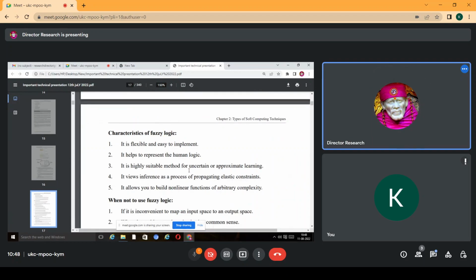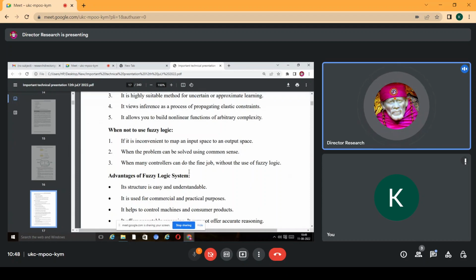Characteristics of fuzzy logic: it is flexible and easy to implement. It helps to represent human logic. It is a highly suitable method for uncertain approximate reasoning. It views inference as a process of propagating elastic constraints. It allows you to build nonlinear functions of arbitrary complexity.